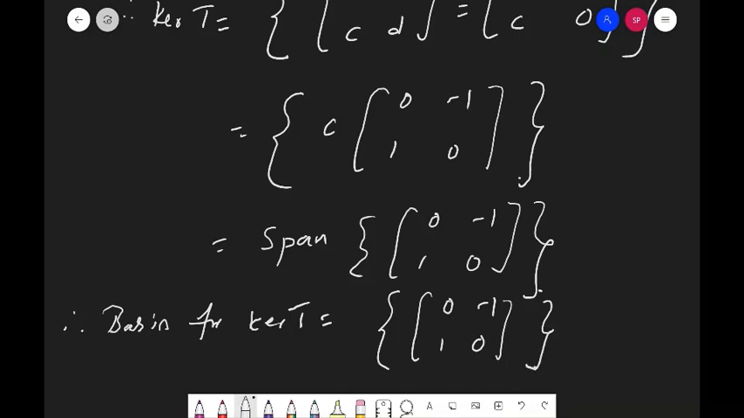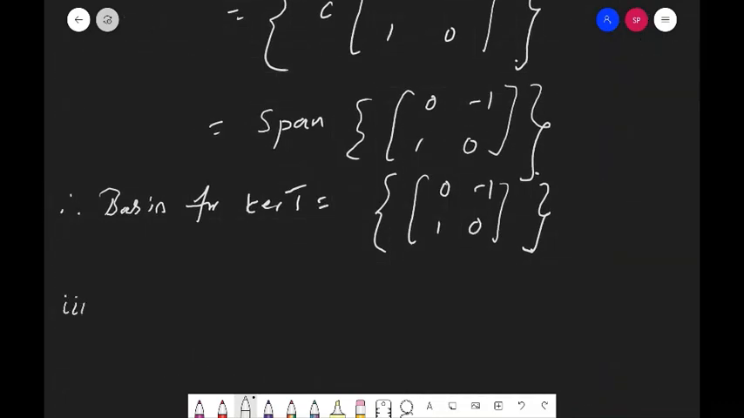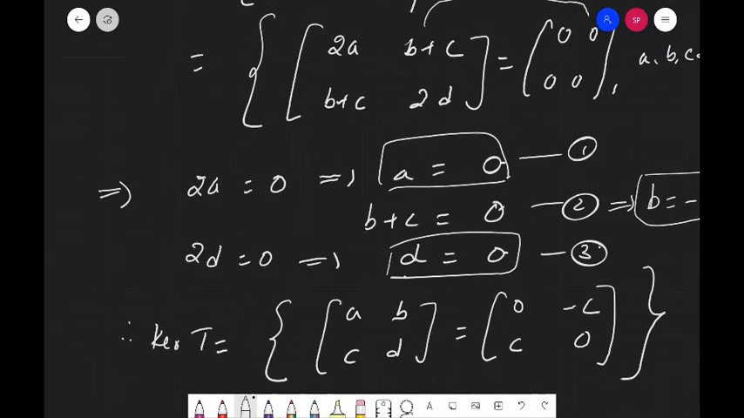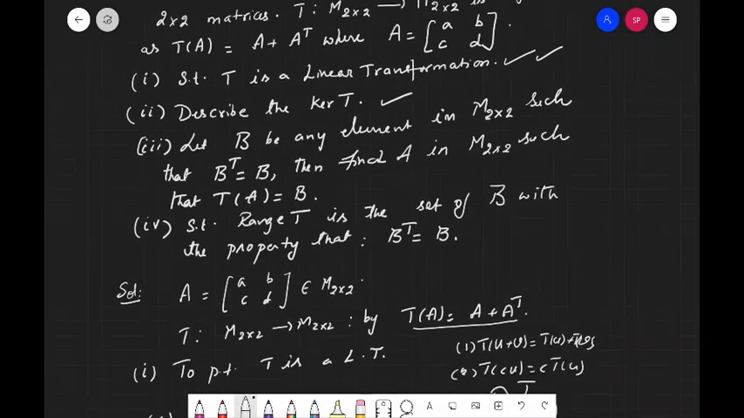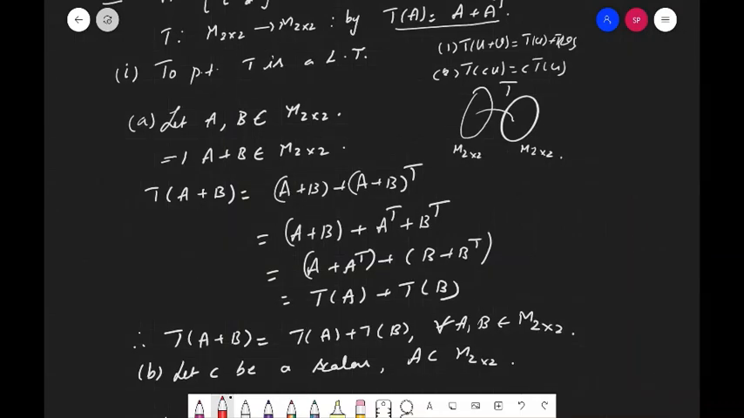So now, what is our next task? The third point. Let us go through and read the third point. The third point is, let B be any element in M2 by 2 such that B transpose is equal to B. Then find A in M2 by 2 such that T of A is equal to B. So let us write this again, the third one.